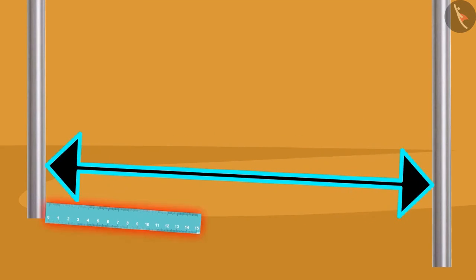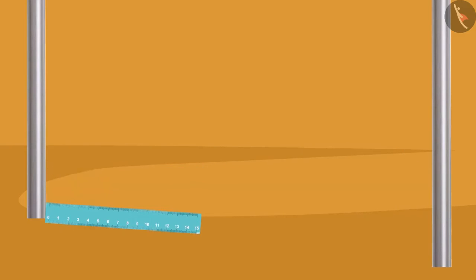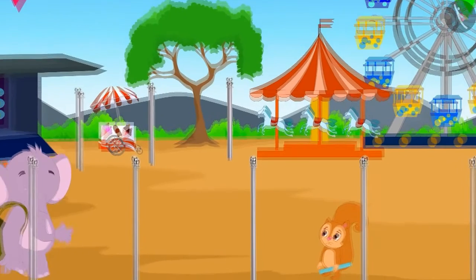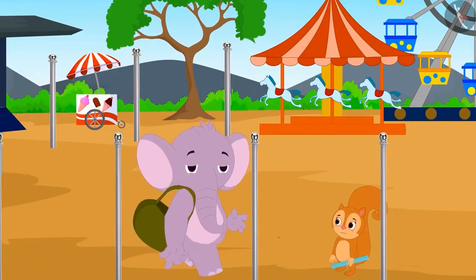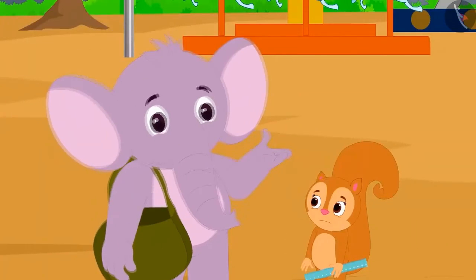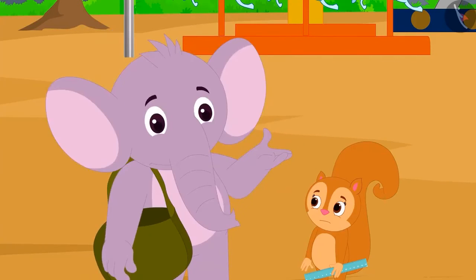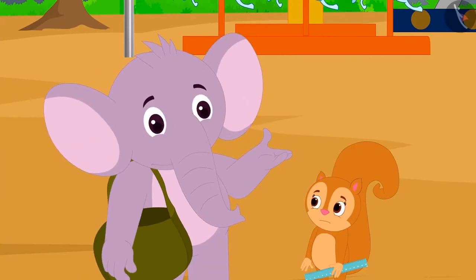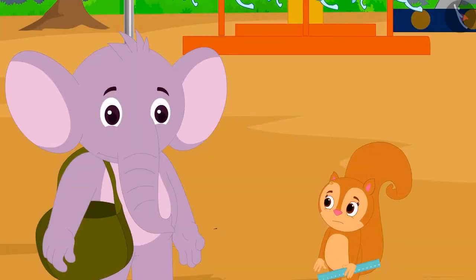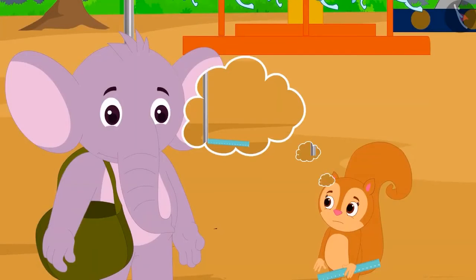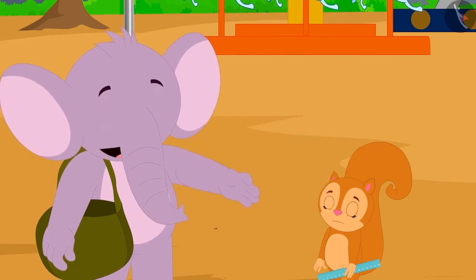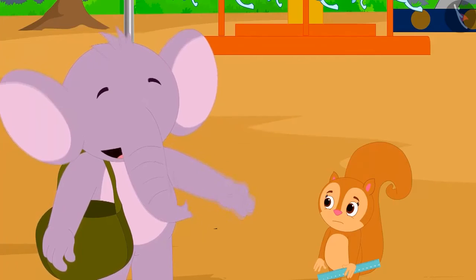But Chanda's ruler is very small. She is unable to measure the distance between the poles with her ruler. Just then, Appu was passing by. Seeing Chanda upset, he asked her what she is measuring using that small ruler. Chanda tells him that she is trying to measure the distance between the poles. Appu heard this and started laughing loudly.